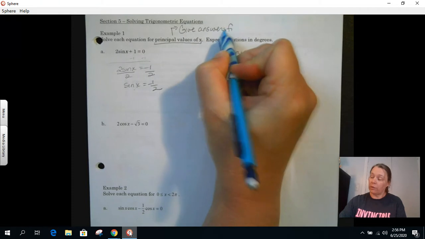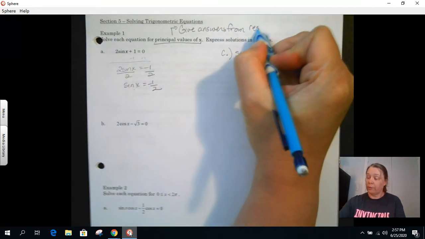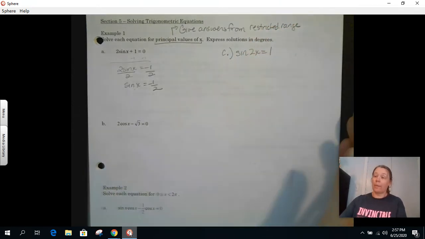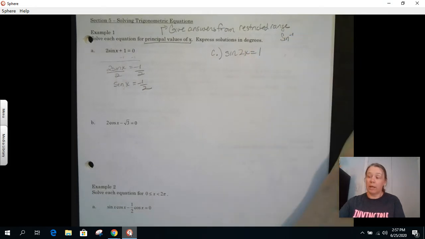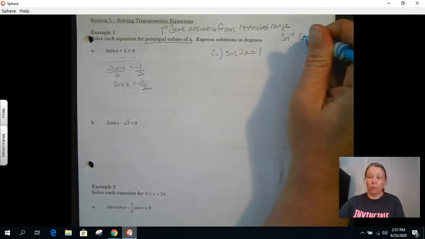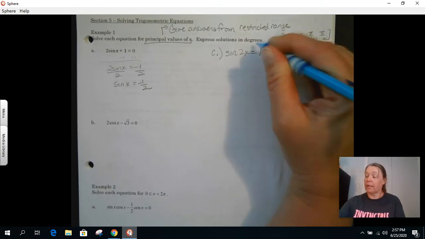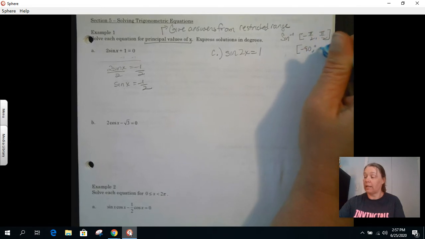from the restricted range. So remember when it was inverse sine, our answers fell between, if we were in radians, negative pi over 2 and pi over 2. Now this does say in degrees, so if we were talking about degrees, we would give an answer between negative 90 and 90.